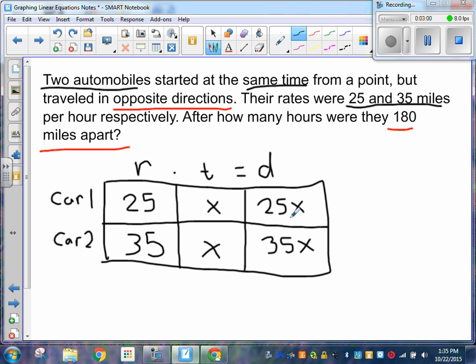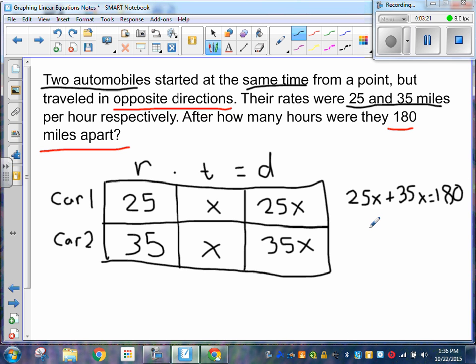We have 25x and 35x. Those are the distances. They're in the D column. Those will add up to 180. And now it's just a matter of solving this equation. Go ahead and do that, and let's see what we get.